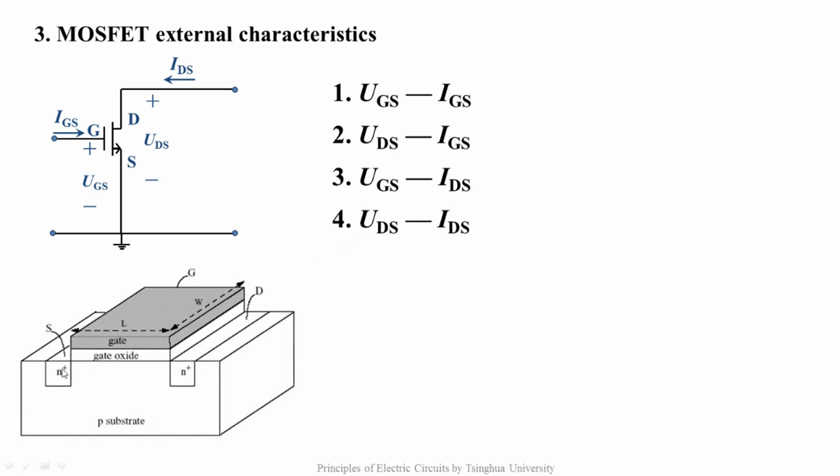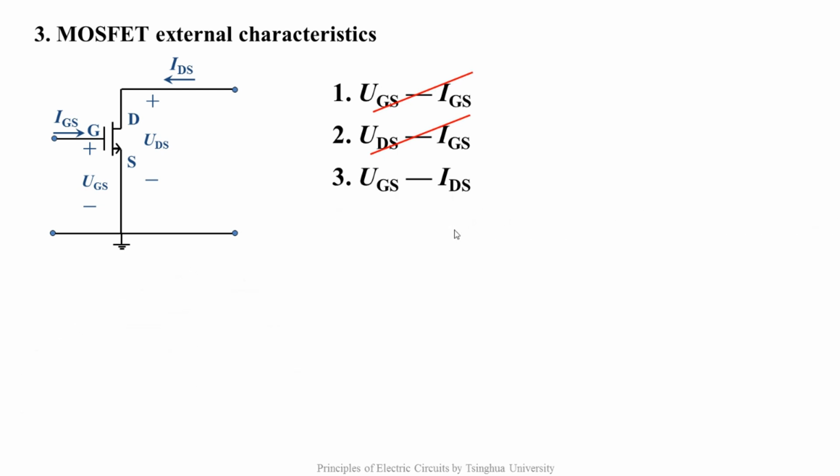According to what we've learned before, there is a layer of the oxide between MOSFET's gate terminal and the source or drain terminal, which allows no current to flow in through. In other words, IGS is always zero. So we don't need to plot these two curves. We will focus on the relationships between UGS and IDS and UDS and IDS.